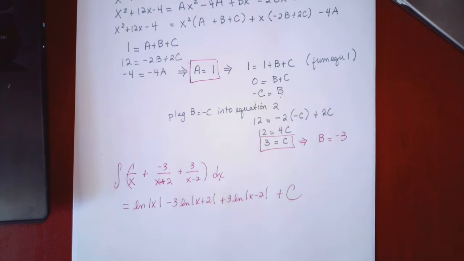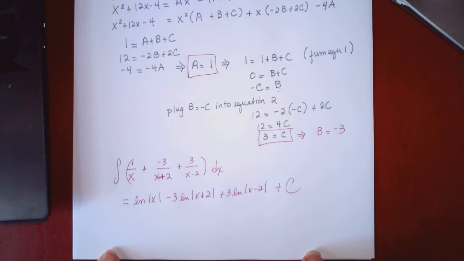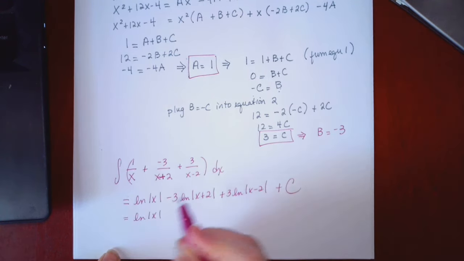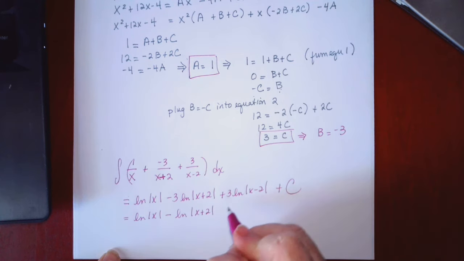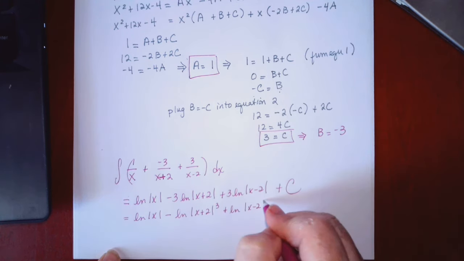And then plus C. For me personally, I don't mind if you stop there. Sometimes, if you're looking at these in the book or maybe in my math lab, they may combine these using the laws of logarithms. You could write that as the natural log of absolute X minus natural log of absolute 2 cubed.